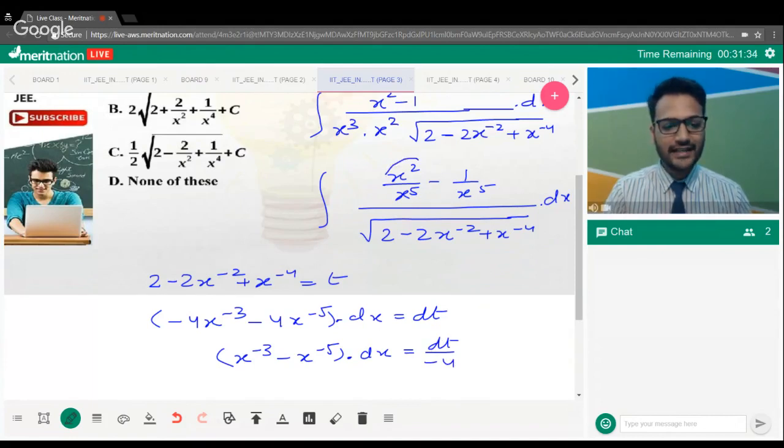Now, if you see, x squared upon x to the power 5 was nothing but x to the power minus 3. This was x to the power minus 3. And this was x to the power minus 5.